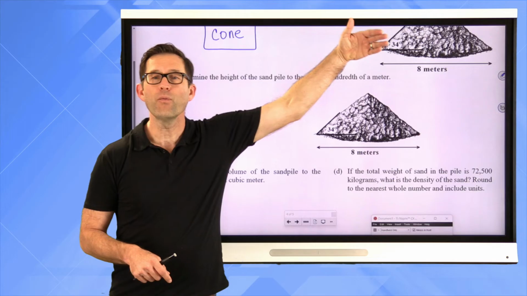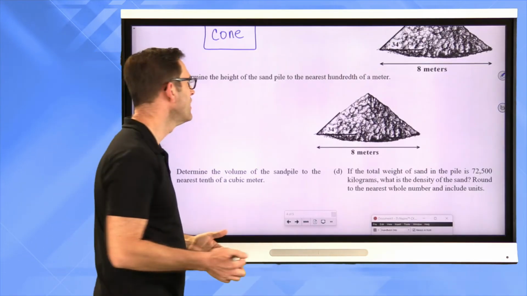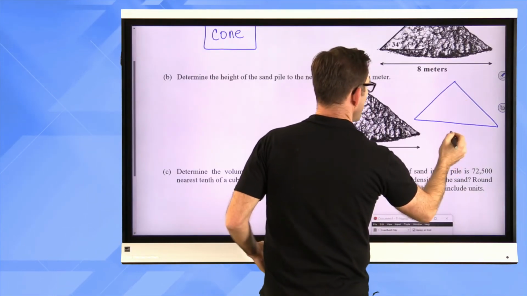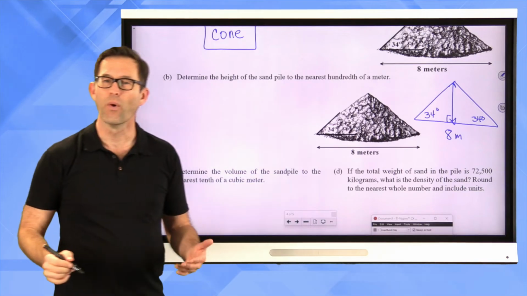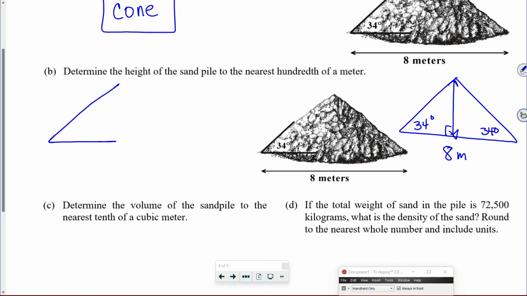Well, keep in mind, if we sliced the sand pile right through the vertex, right through the part where we would have a height, here's what we would see. It would be 8 meters across, 34 degrees here, 34 degrees here, and we want to know that distance. So what are we going to do? We're going to use right triangle trigonometry. Specifically, I'm going to take that isosceles triangle and break it in half. That's now going to be 4 meters. I'll call the height h. This is going to be 34 degrees.